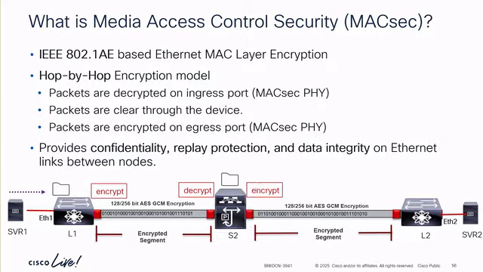Then it will re-encrypt it and send it across to the next hop device and then eventually get to the server 2. So what is MACsec providing? It's providing confidentiality, which is encrypting the traffic as it transits, replay protection, so it protects us from man-in-the-middle attack, and it provides us data integrity. No one has changed it, tampered with it, played with it while it is in transit.